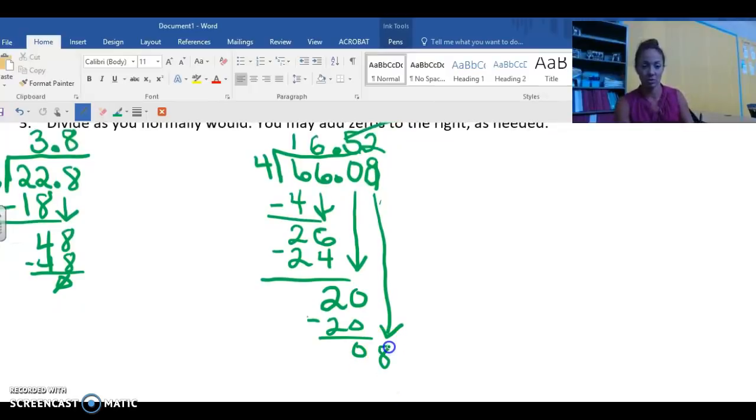So, there's the 8. Subtract 8, and now we have 0. It's not that different from dividing with regular numbers, no decimals, all of that. There's just making sure that you move the decimal straight up in the quotient.